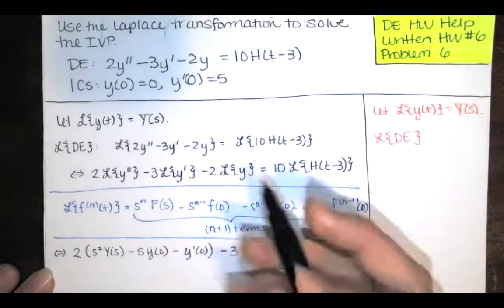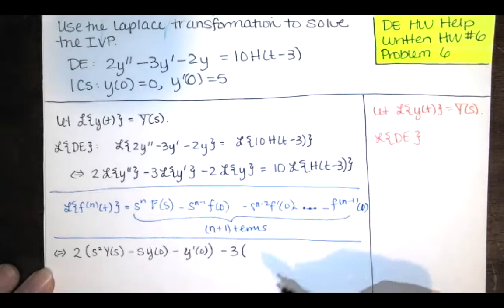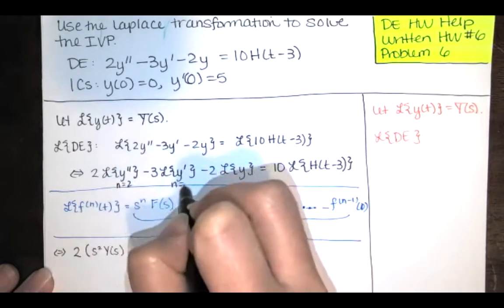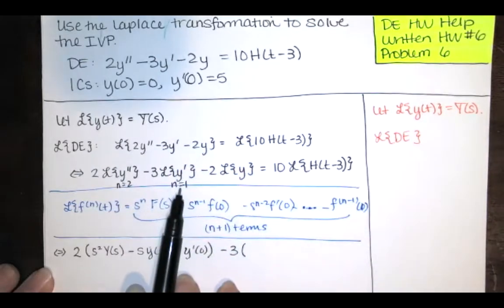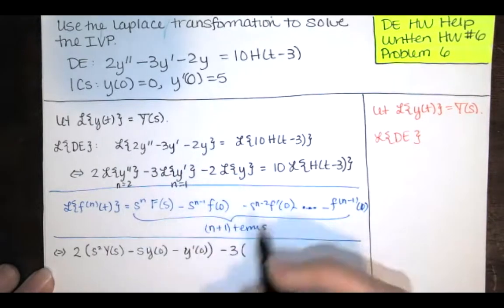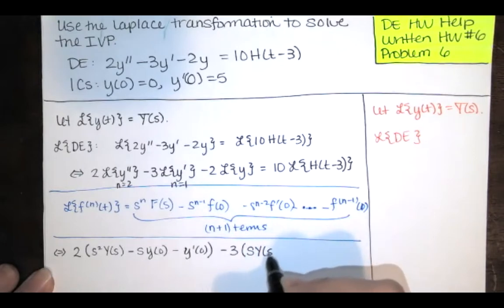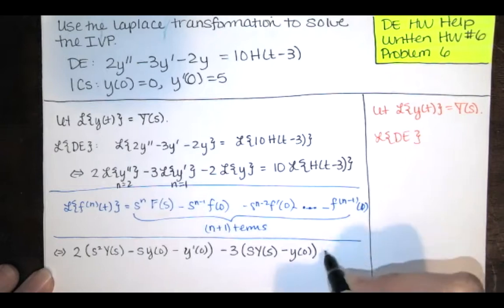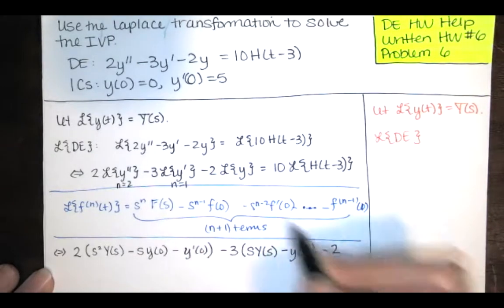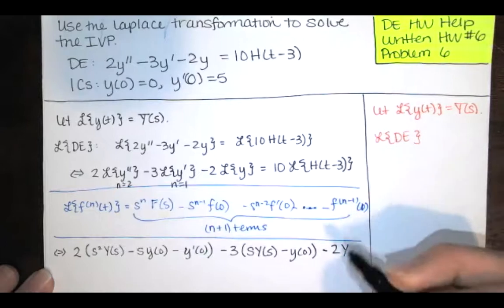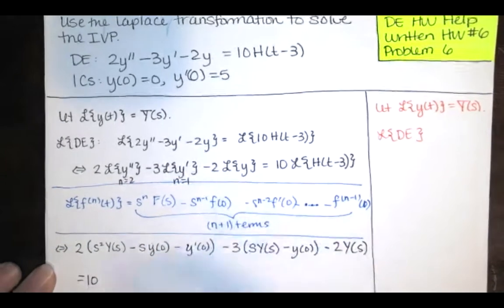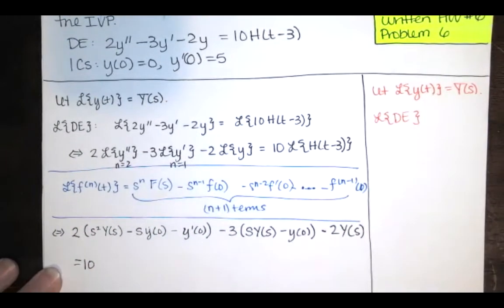We have minus 3 times the Laplace transform of y prime. So that means n was equal to 2 there. n is equal to 1 here. So we're going to have 2 terms. We start with an s to the first times Y of s, and then we subtract little y evaluated at 0. And then we're going to subtract 2 times the Laplace transform of y, which we've denoted by Y of s. And that equals 10 times the Laplace transform of the Heaviside function at t minus 3.